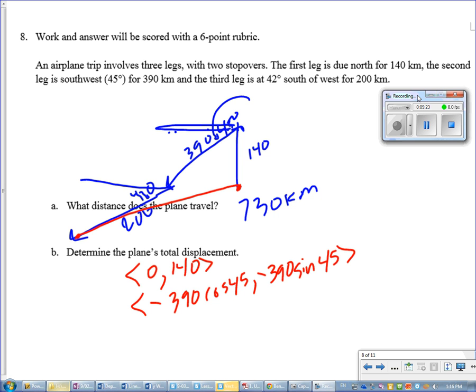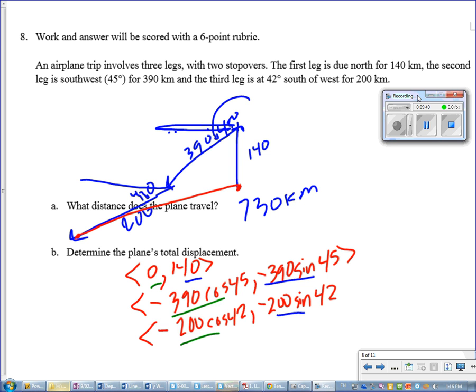Same thing for the third vector, magnitude, cosine of the angle, magnitude, sine of the angle. You do have to know whether it's positive or negative. I'm getting that from the words south and west. West means negative in the x direction, south means negative in the y direction. Okay, so now we're going to add our x components here in green, and then we're going to add our y components here in blue.